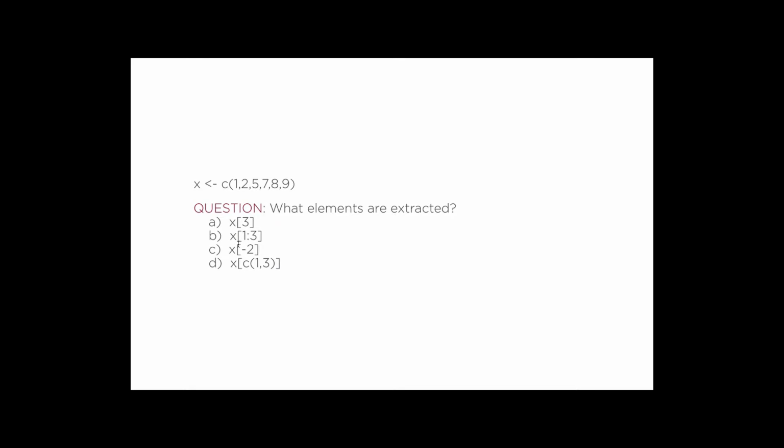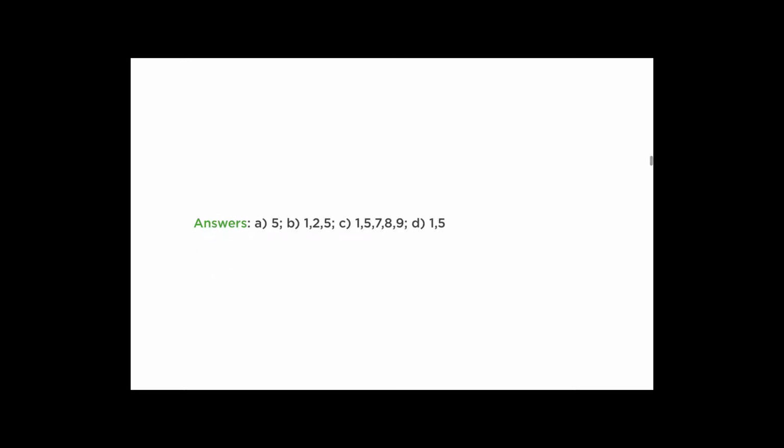So your first task: you have a vector defined with these numbers. What elements are extracted in the following four cases? Here I would suggest you pause the video lecture to calculate and then continue to look at the answers. Please compare the answers you obtain with the following answers, and let me know if you have any questions. You can always access Piazza and post your questions.